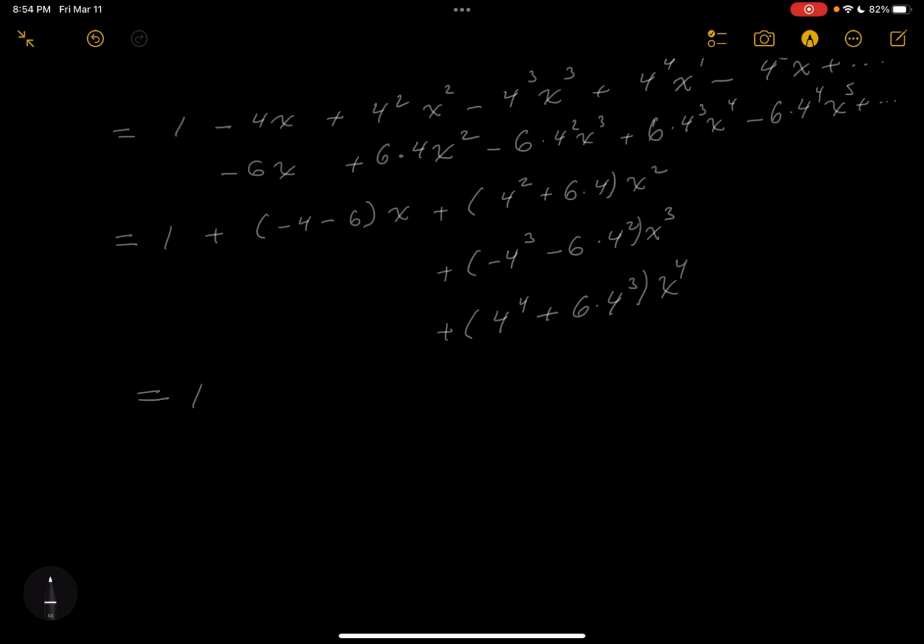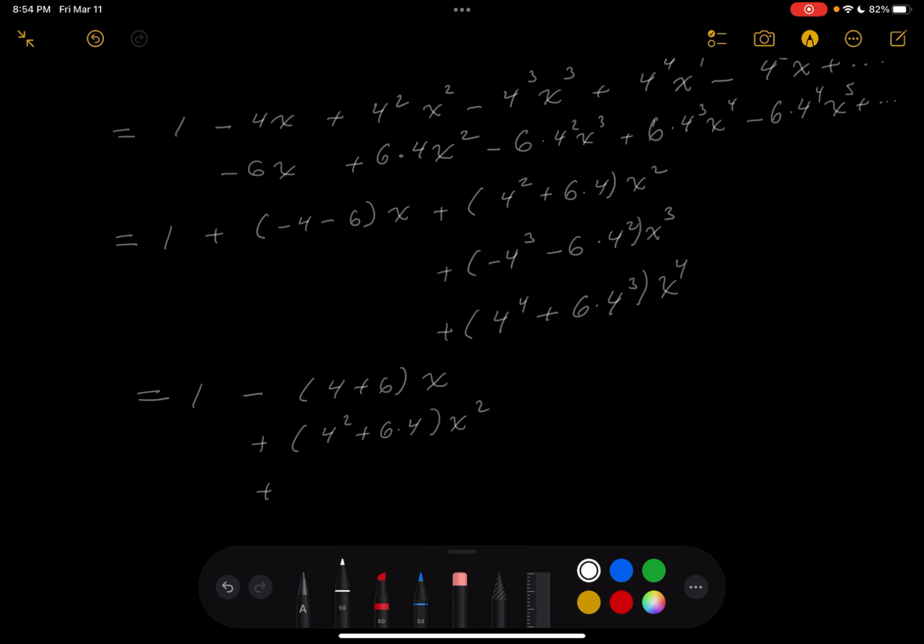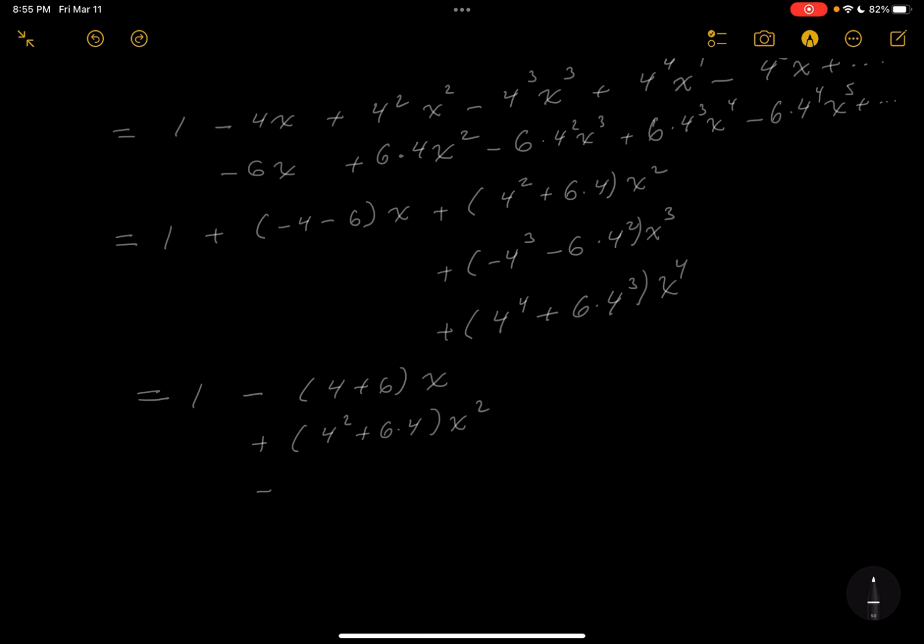Equals 1 minus 4 plus 6x. And I'm going to write this a slightly different way. Plus, put things on top of one another. 4 squared plus 6 times 4 x squared. Let's put the next one down. Whoops, it's not going to be plus, is it? It's going to be minus now. Get my eraser. And let's get rid of this thing. So it's going to be 4 cubed plus 6 times 4 squared x cubed.